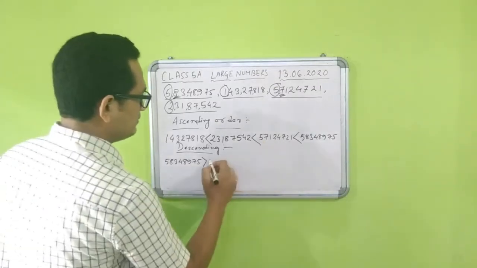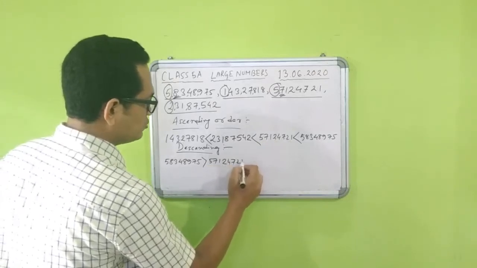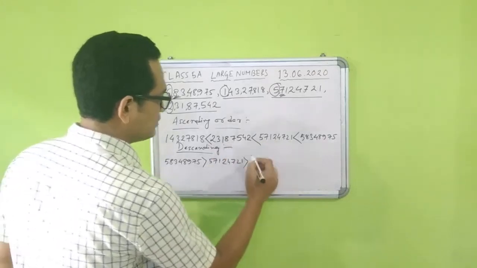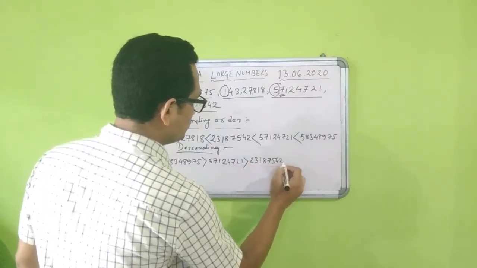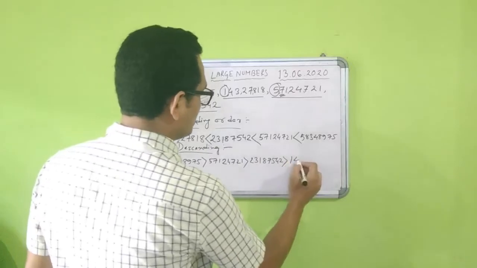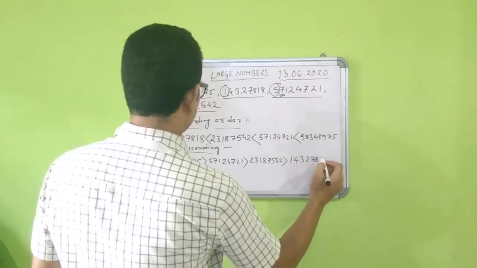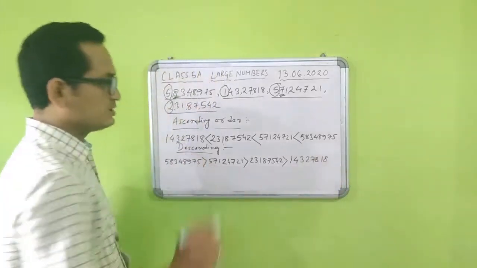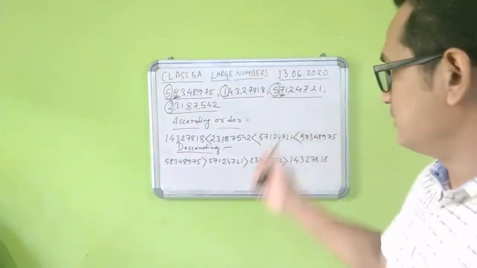Then this will come, that is 571,24721. Then next one will be this one, 231,87542. And finally the last one, that is the smallest one, 143,27818. So this will be the descending order of these particular numbers.